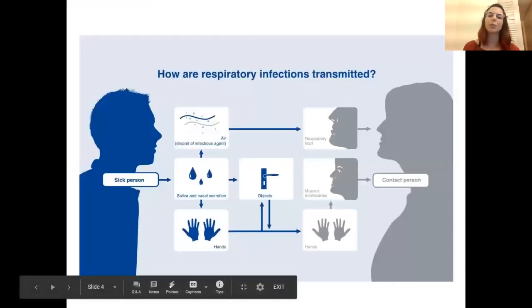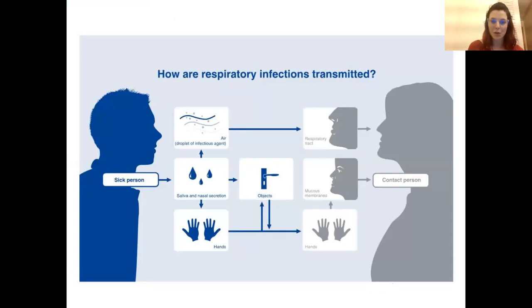So how are respiratory infections transmitted? This is a great visual to get an idea of exactly how it is transmitted from the infectious individual to the contact person. Again, it is that aerosolized droplet or infectious agent directly to the respiratory tract of the contact person in the event that they are not wearing the appropriate personal protective equipment, that surgical mask that they should be wearing.